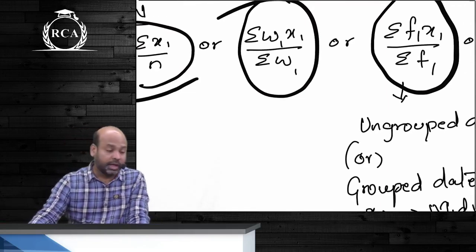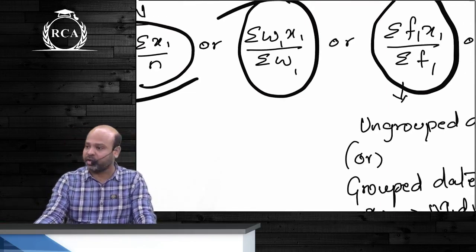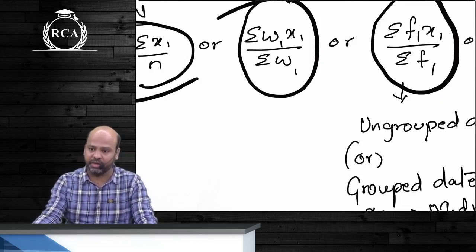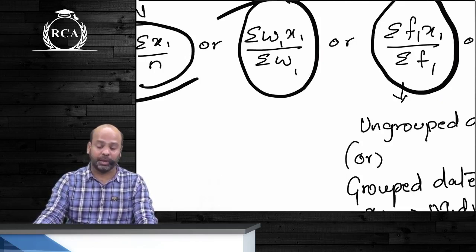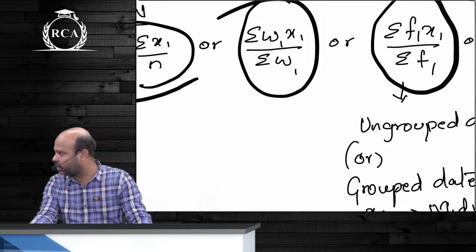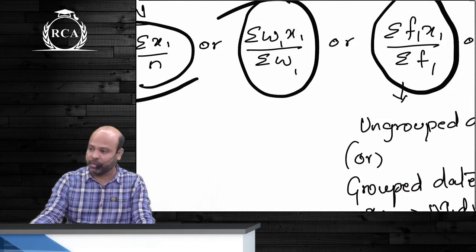Okay. Next, in case you have grouped frequency data, you can still use the same formula, which is summation fi xi by summation fi. Just that xi here would represent the mid values of all the class intervals. That is how you will be arriving at arithmetic mean.